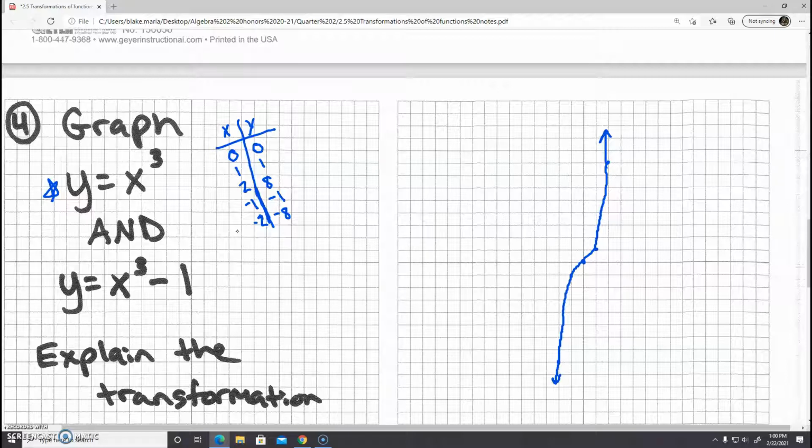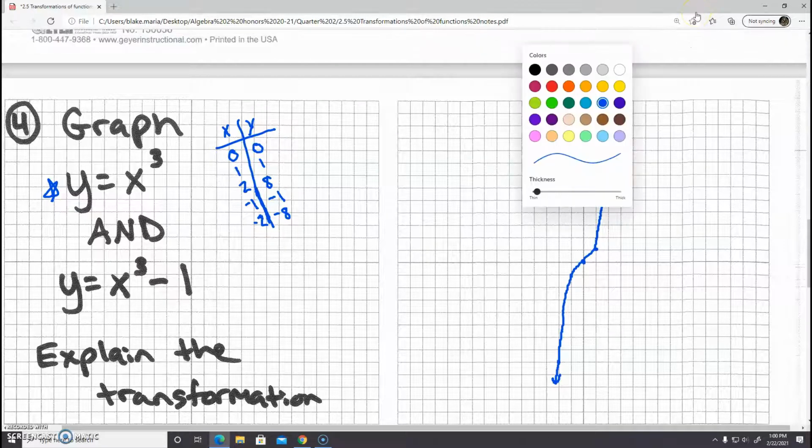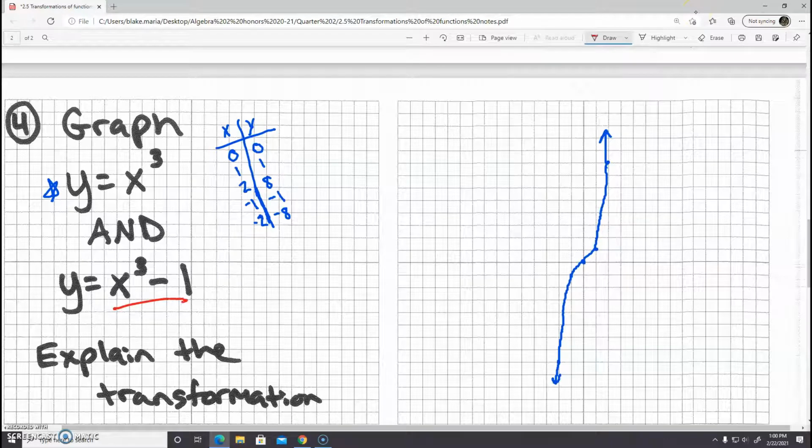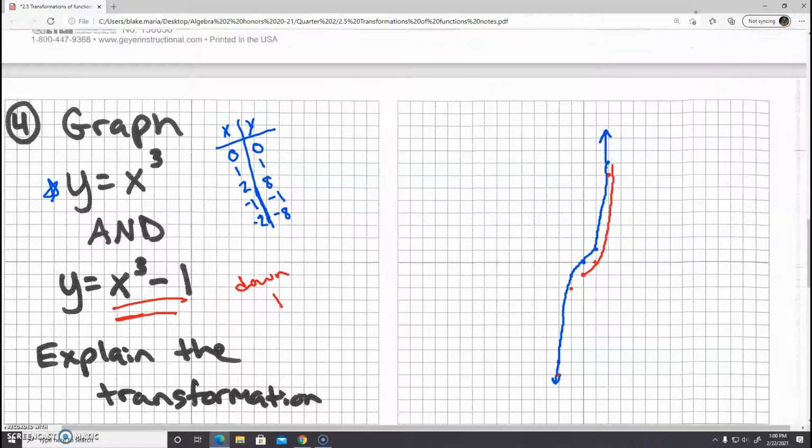And then let's go to our next one. So here, what's going to happen? We're going to move it down 1. So we're going to move everything down 1. Down 1. Down 1. Down 1. And there's our new graph. All right, so we just shifted it down 1. So we have that S curve for our x cubed.